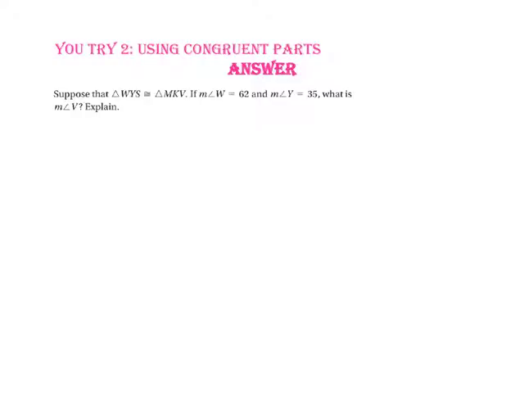Suppose triangle WYS is congruent to triangle MKV. If the measure of angle W is 62 and the measure of angle Y is 35, what is the measure of angle V? Well, angle W and Y are in this triangle, but angle V is in this second triangle. Notice that angle S and angle V are congruent corresponding angles. So if I find the measure of angle S, it will be the same as the measure of angle V.